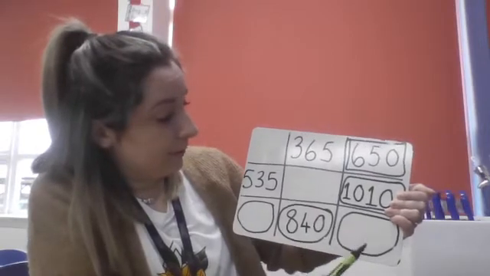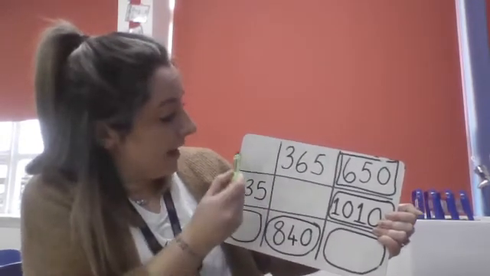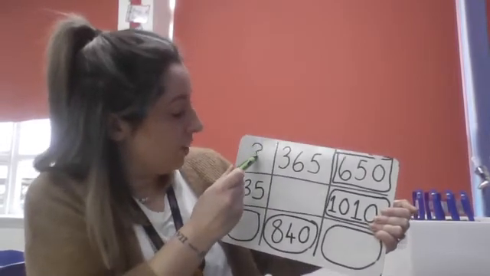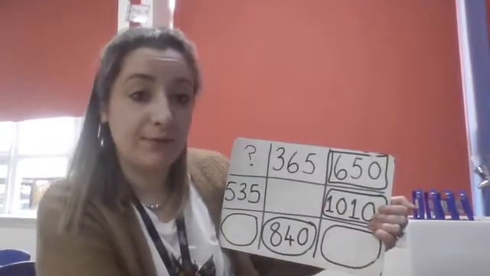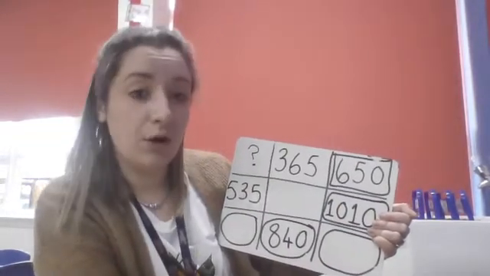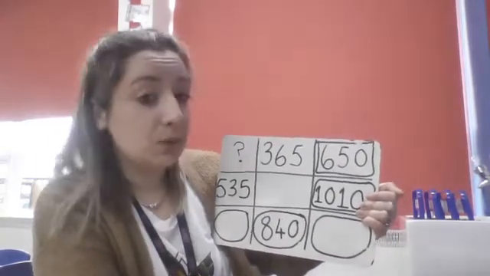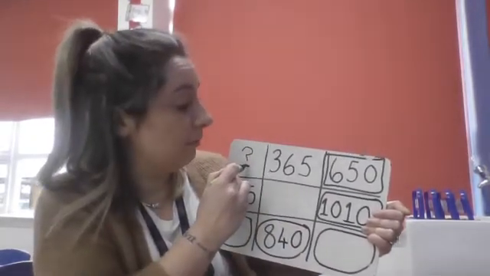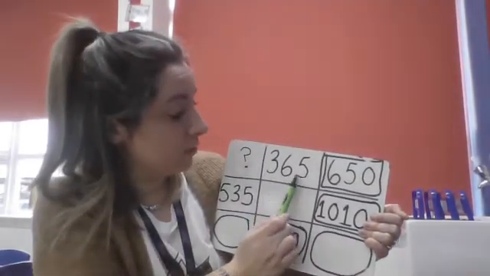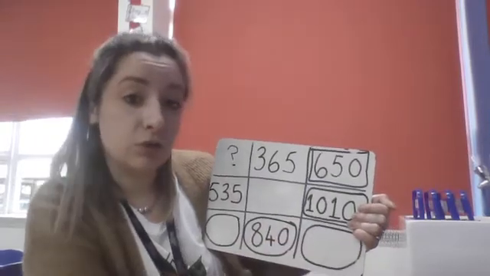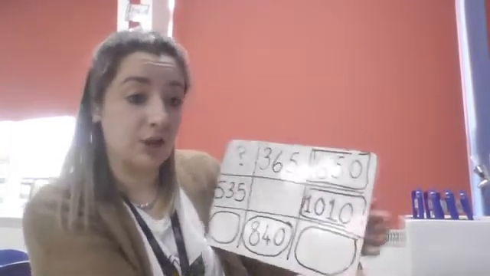So, for example, 365, add something which we don't know yet, makes 650. That is one of my number sentences which I need to find out. Now, to work out that missing number, what I could do is subtract 365 from 650. So we can do that using column subtraction.